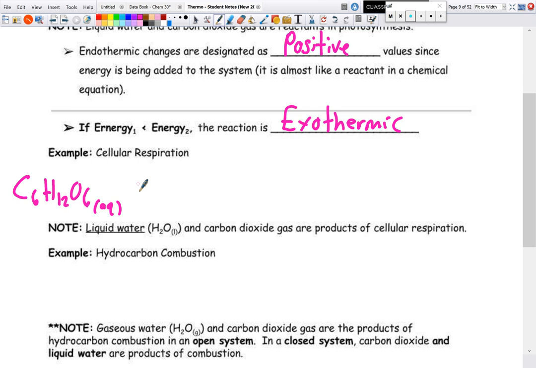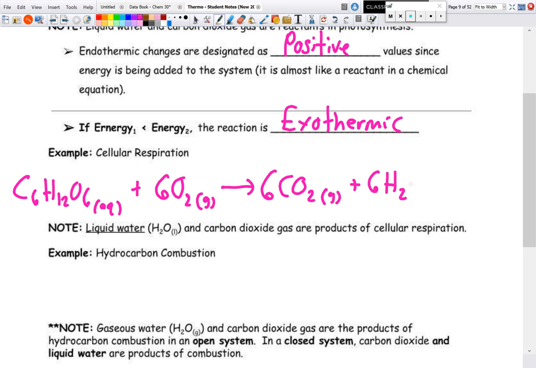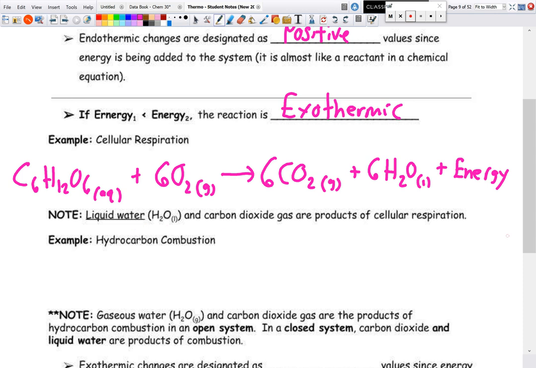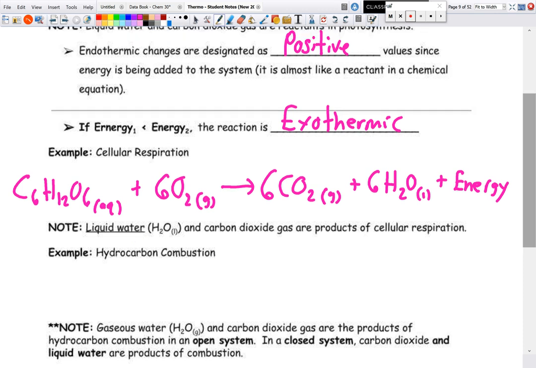So we have aqueous glucose plus oxygen gas. It's going to produce, in this case right here, 6 carbon dioxide plus 6 H2O liquid, and plus energy in the form of ATP for those of you who've done bio. Now, once again, liquid water and carbon dioxide gas are being produced in cellular respiration. So it is just the reverse of photosynthesis.